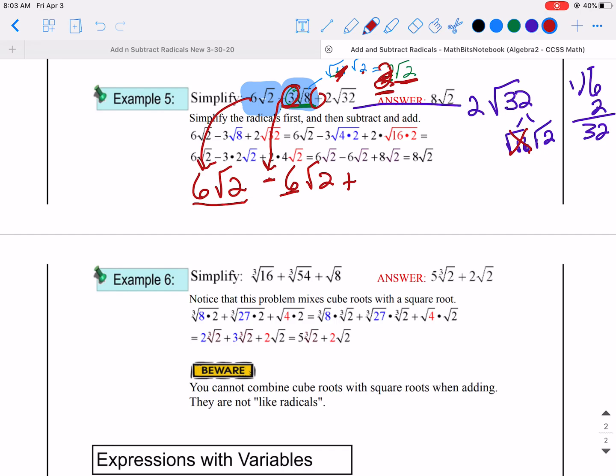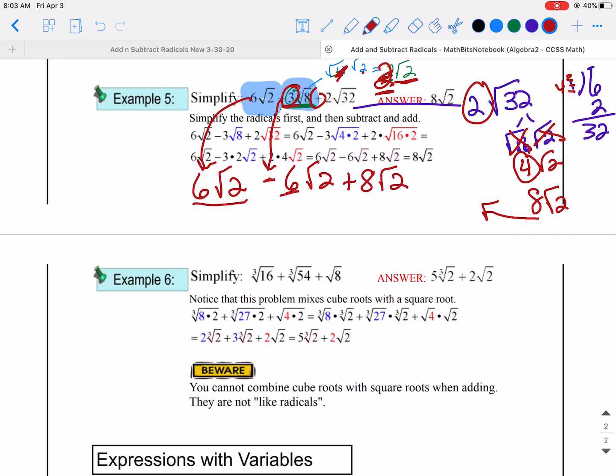What is the square root of 16? Remember, 16 is 4 squared. So this becomes a 4 radical 2. I have a number outside. What do I do with those? You multiply them. So 8 radical 2. I'm going to bring my 8 radical 2 over. So plus 8 radical 2.